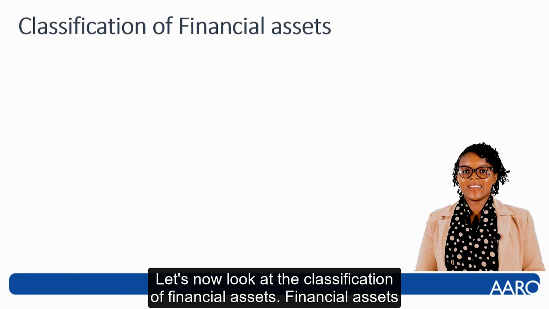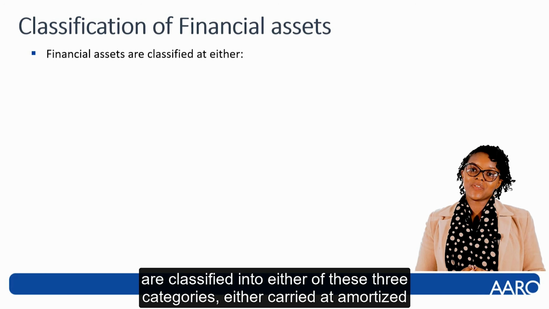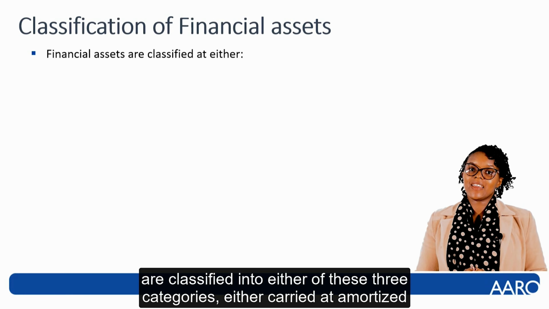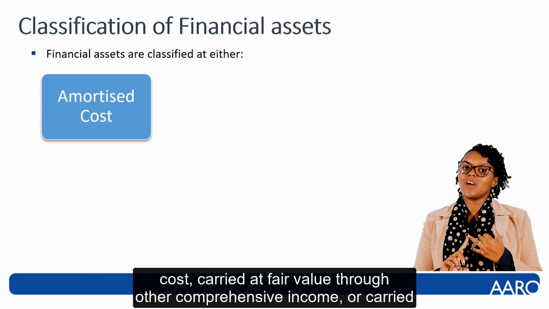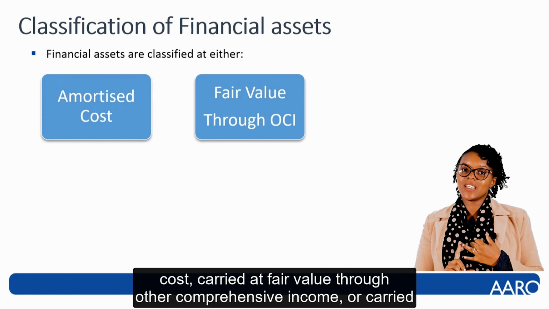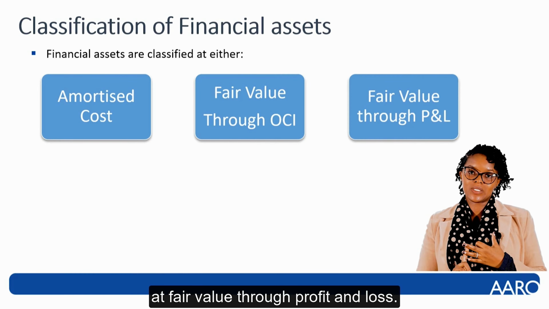Let's now look at the classification of financial assets. Financial assets are classified into either of these three categories: either carried at amortized cost, carried at fair value through other comprehensive income, or carried at fair value through profit and loss.